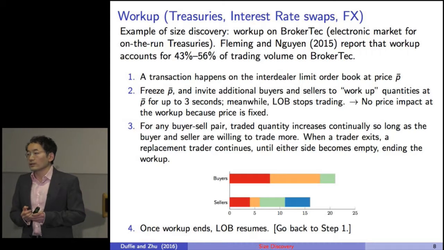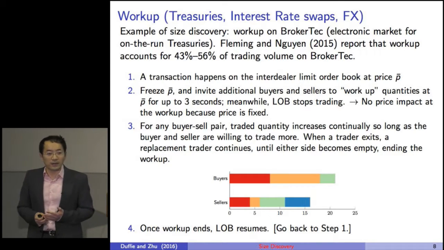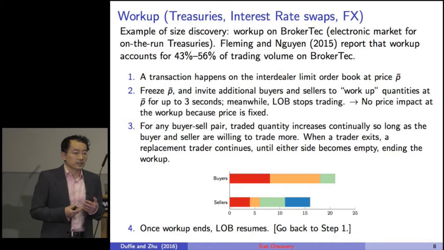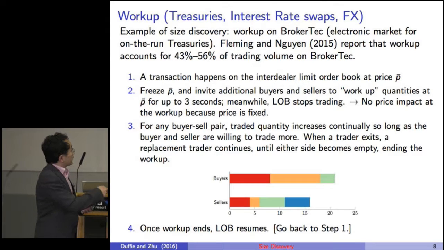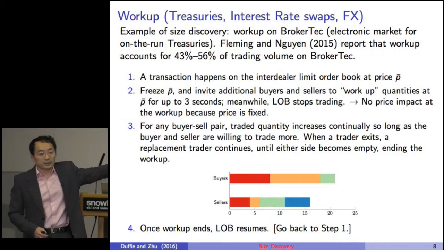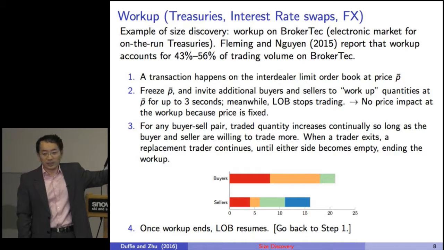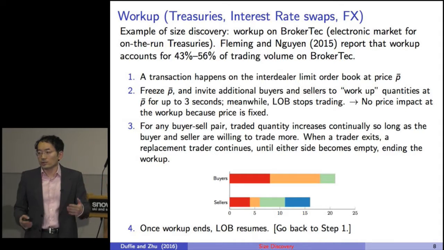According to a recent New York Fed study, the workup protocol accounts for about 50% of trading volume for on-the-run treasuries. The on-the-run treasury market is an electronic market. It's an order book. How it works is the following. Think about this order book, and one trade happens on the order book. Instead of continuing trading, the order book gets frozen for a few seconds. So suppose the last price is P, let's say 102 per 100.